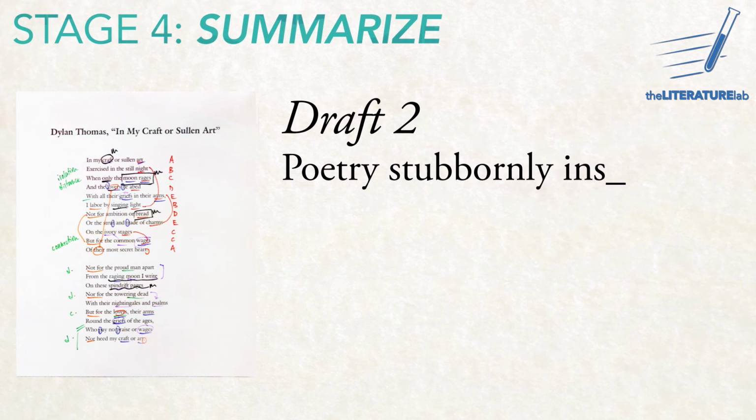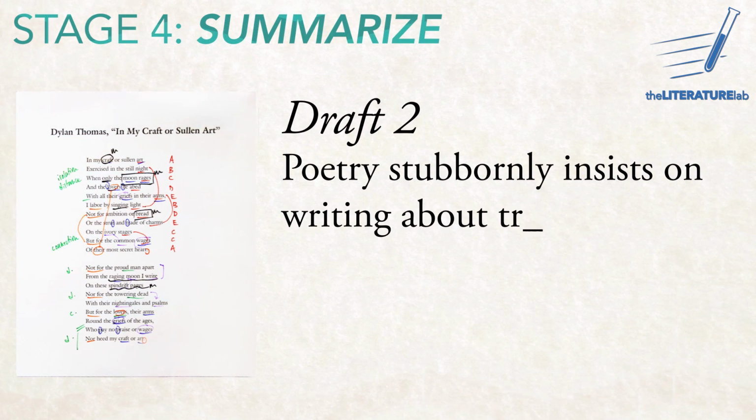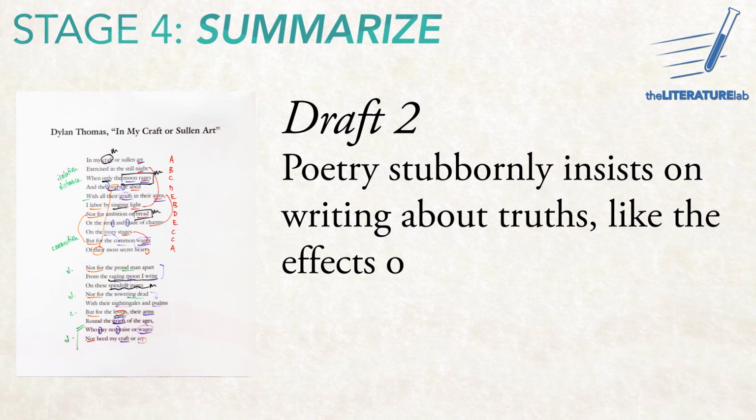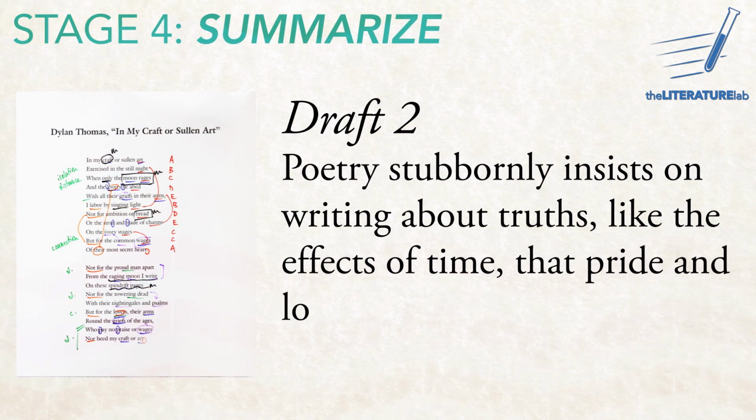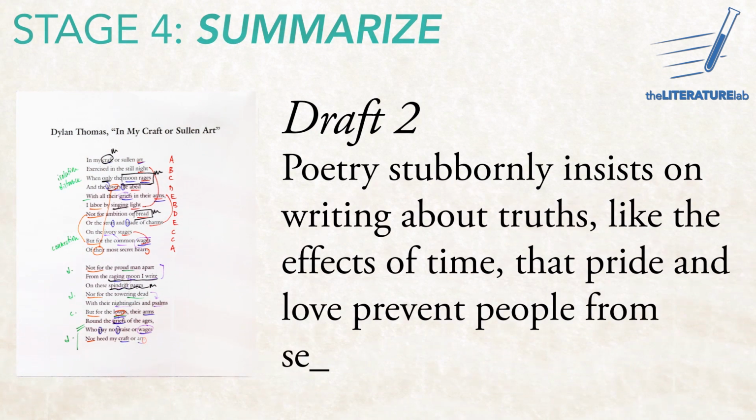Poetry stubbornly insists on writing about truths, like the effects of time, that pride and love prevent people from seeing. You see here that I've elaborated and I've added some detail, not too much, but just enough to say the words pride and love. Those are really important as the things that get in the way and impede people's ability to see the truths about how time changes all things, for example.